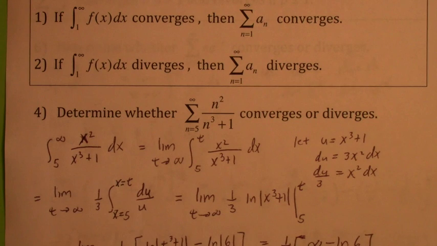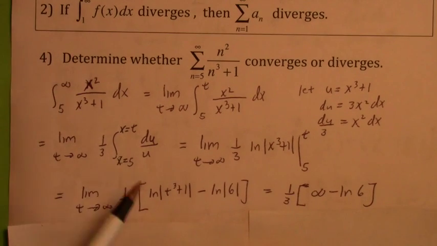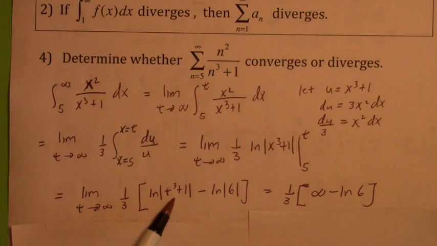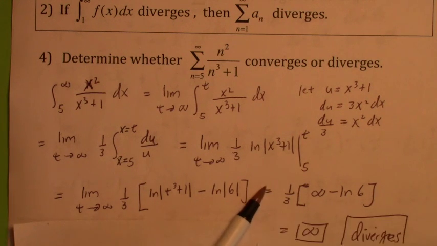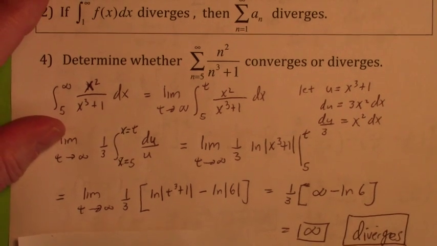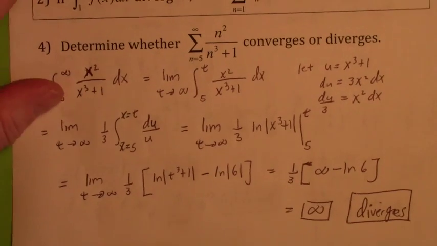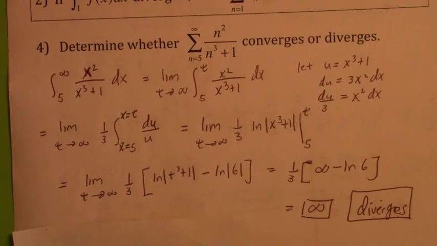When you evaluate the limit, well, first you evaluate it from 5 to t. So when you plug in t, you get this. When you plug in 5, you get this. Now, what is the limit as t goes to infinity of this? This goes to infinity, right? So since the improper integral diverges, we say this series diverges as well.